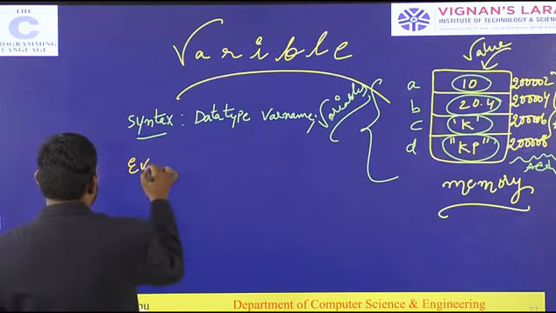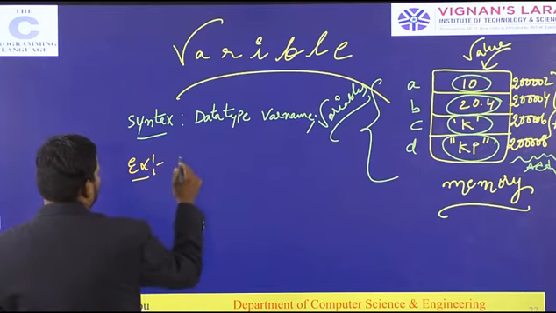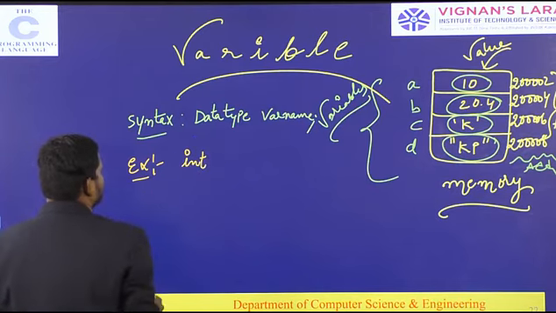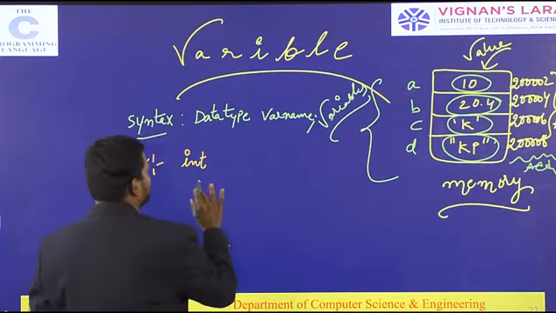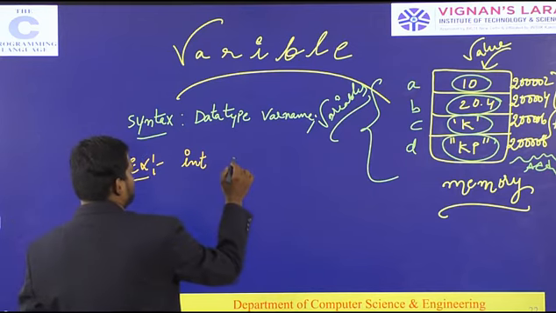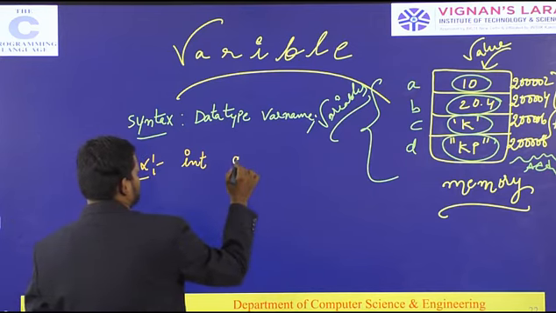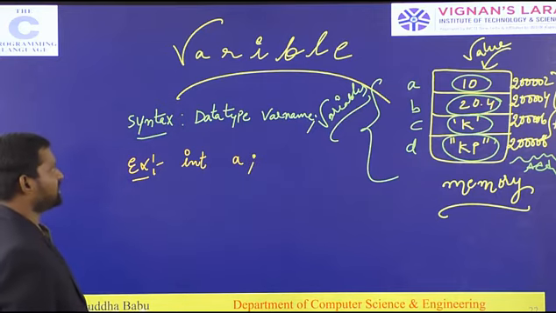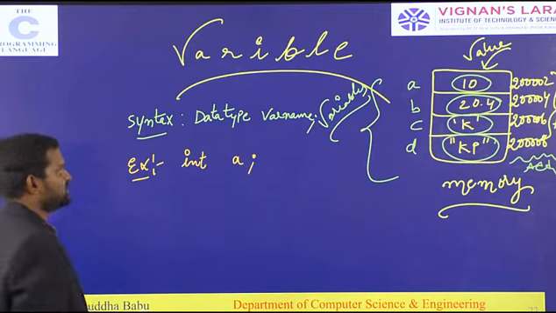I will give you an example of creation of a variable. Data type, for example, integer. Integer is a data type. Then int, space, variable name. For example, the variable name is A.